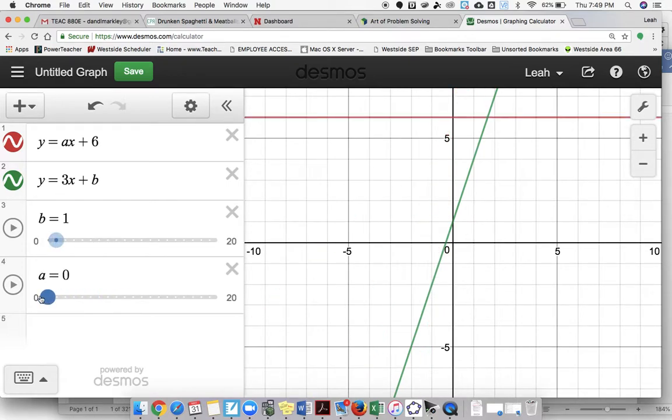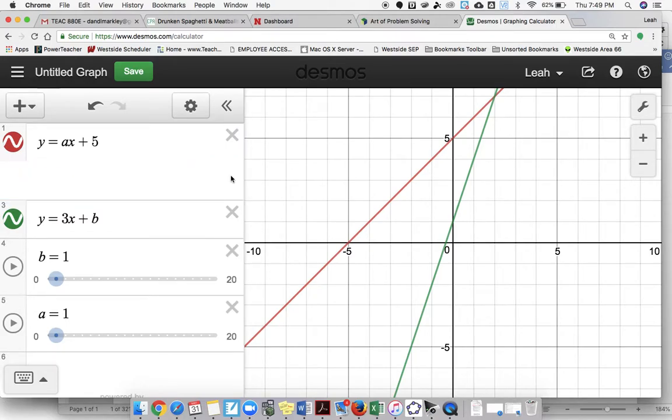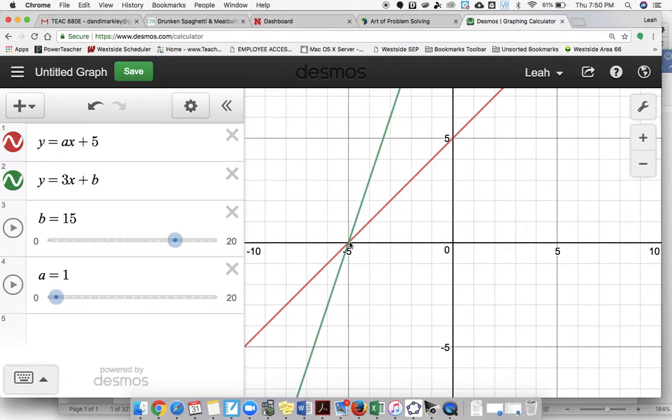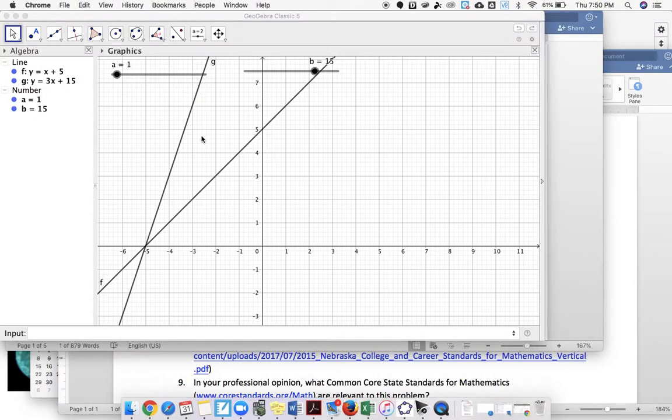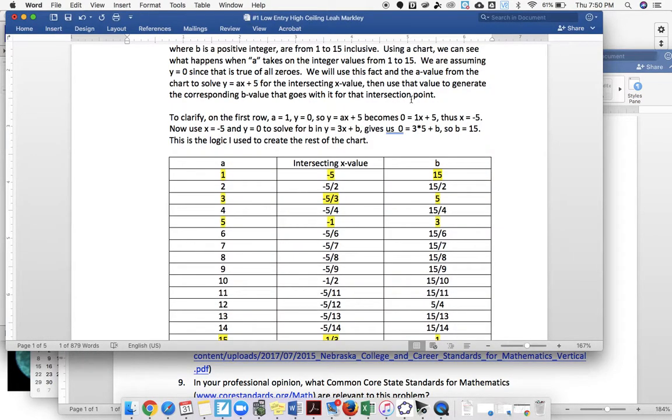I just started picking the first positive a value that I could come up with. And forgive me, I was toying around with the other question there. So letting a equal 1, I realized that the slope here was going to be 1. And I could just slide this second equation so that it intersected with the other one, and I could hover over to find that intersection point. So then I started thinking, well, why don't we just make this really easy? Let's set a chart up instead of having to use my sliders and click on things.